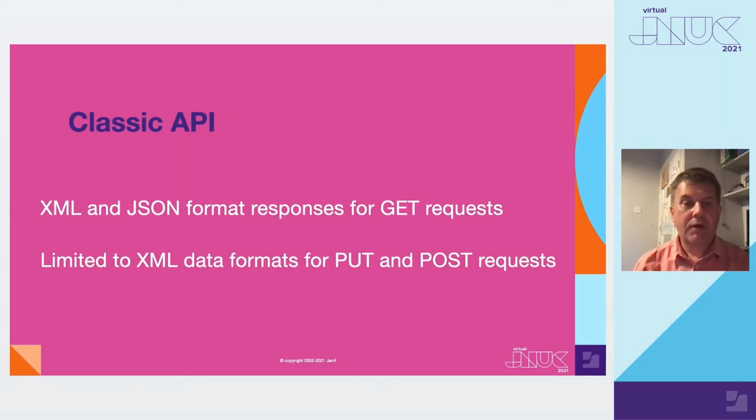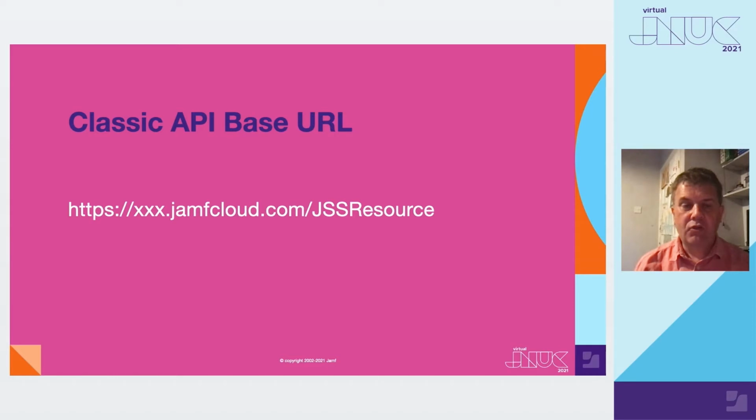So to start off with, the classic API has some limitations. If you're getting data, so you're querying your Jamf Pro server via the APIs, you can get the data back in an XML format and JSON format, but you are limited to only posting data back to Jamf Pro in XML. So that's one of the limitations. The endpoint you're going to hit is your Jamf Pro instance URL /JSS resource. So this is going to be our base URL, and from this, we can then expand on it to hit the specific endpoints for the classic API.